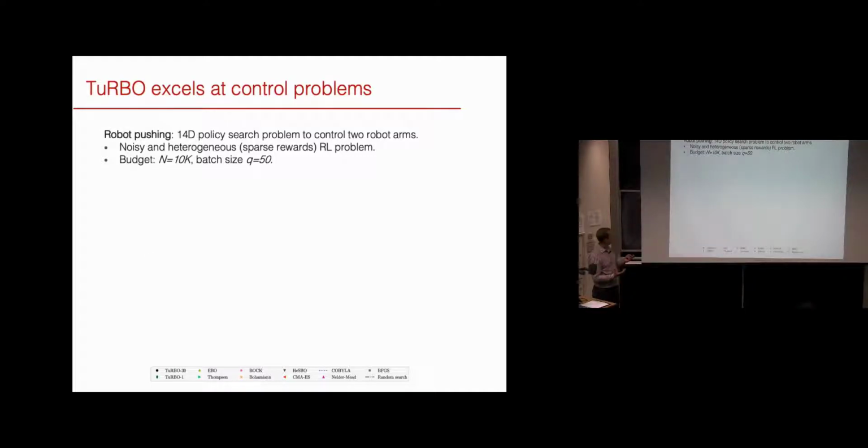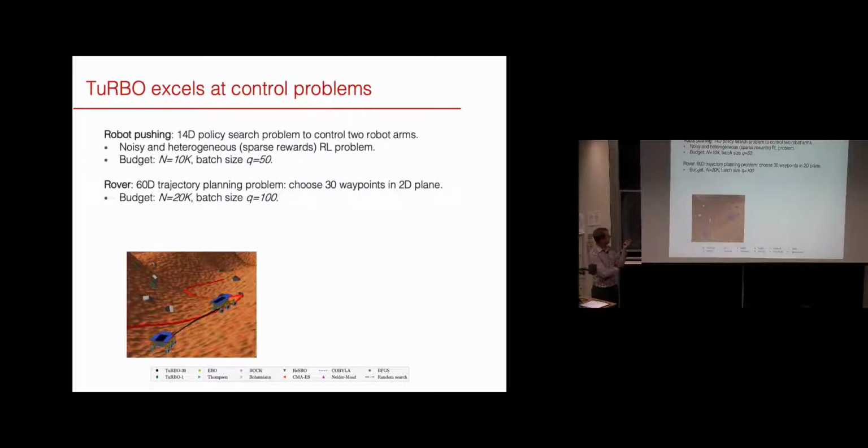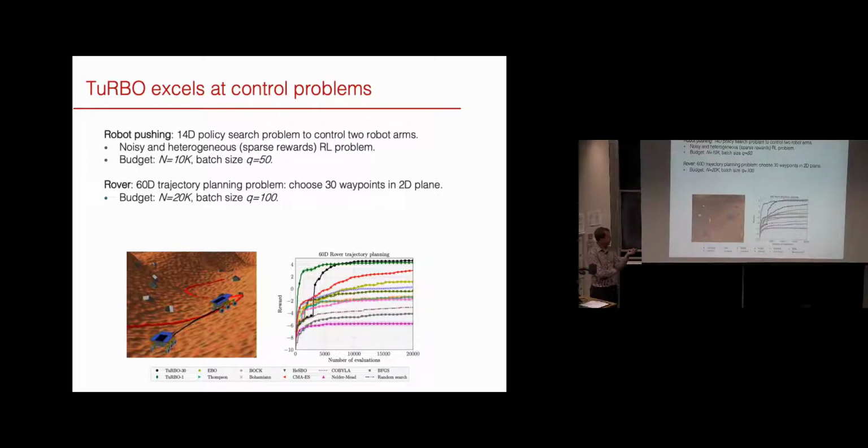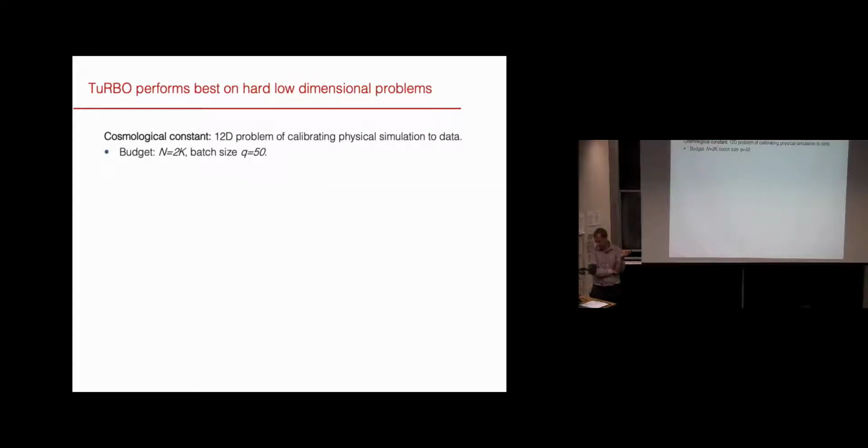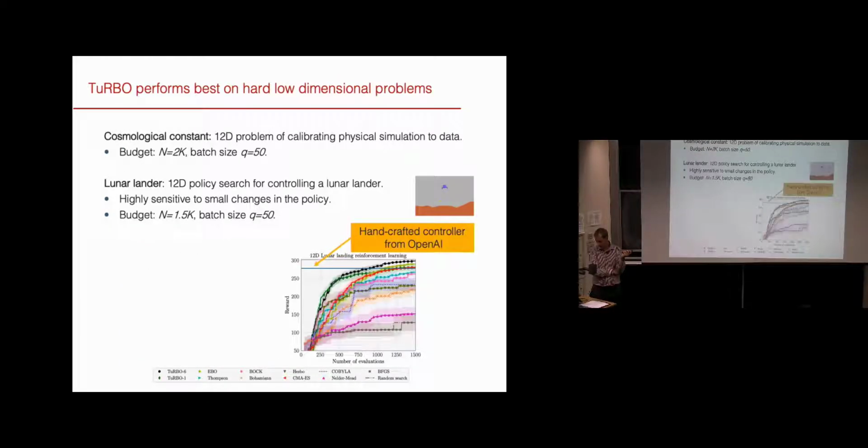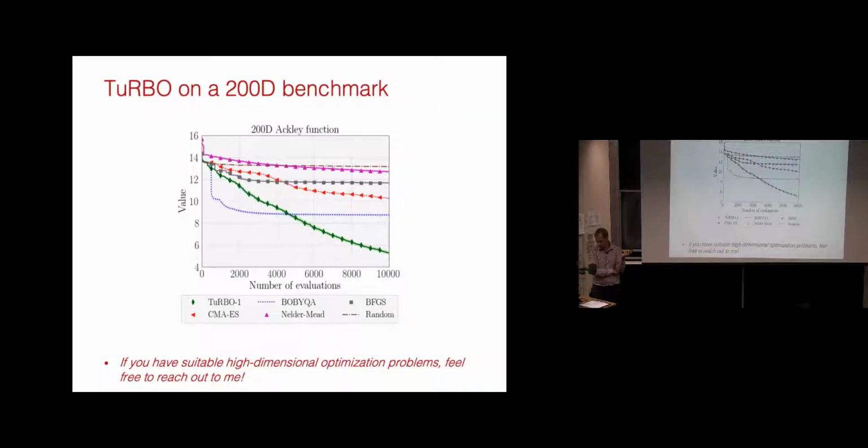Okay. Second is the robot trajectory planning problem, a 6-dimensional trajectory planning problem. We have to choose 13 waypoints in 2-dimensional space. And again, we see our algorithms outperform the others significantly. In the interest of time, let me skip these RL problems. Let me also point out, we run this on a 200-dimensional synthetic benchmark. Again, we perform better than the other algorithms.